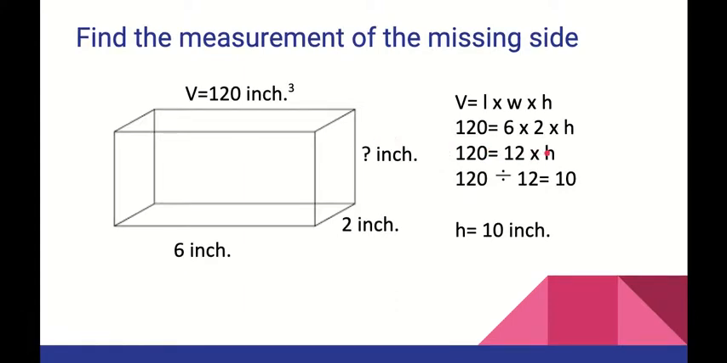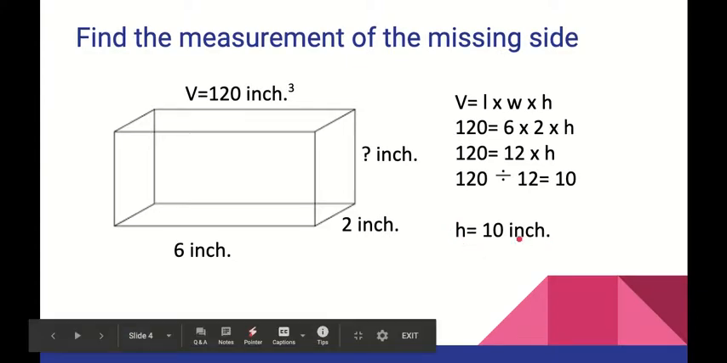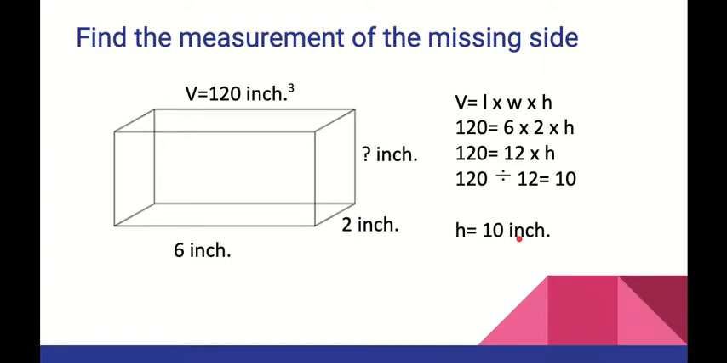I solve as much as I can. So I know 6 times 2 is 12. 120 equals 12 times h. 120 divided by 12, and I get 10. So my height is 10. Remember, multiplication and division undo each other. They're inverse operations. So I know that 12 times 10 is 120. So 120 divided by 12 is 10.